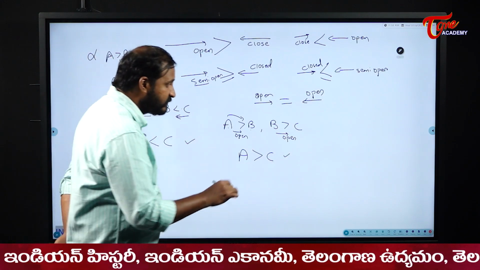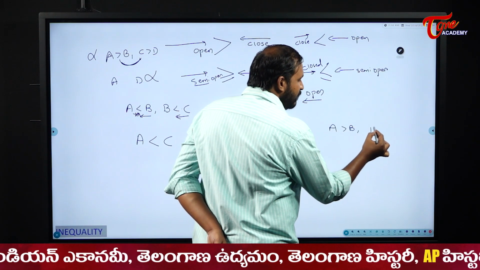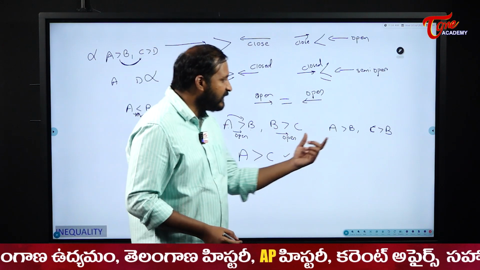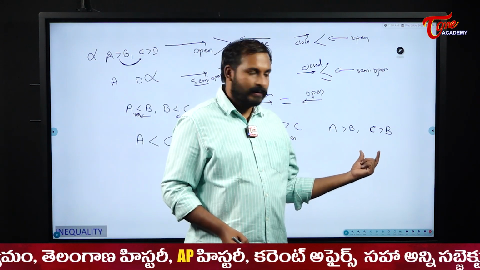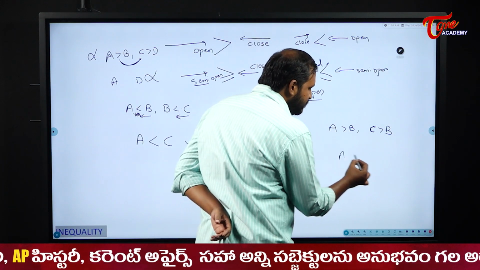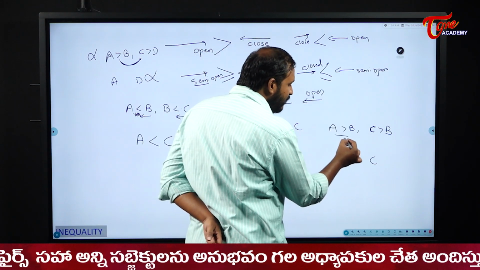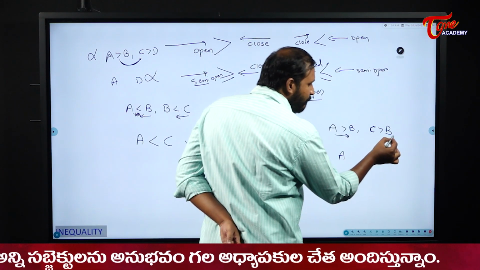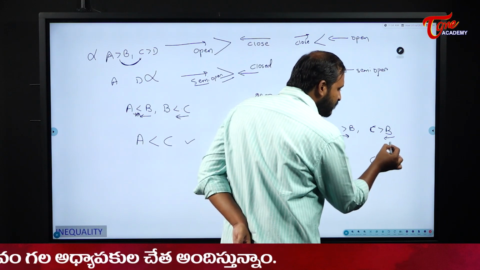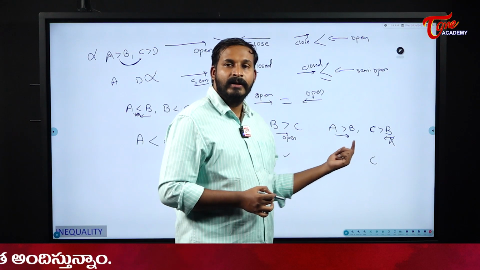Now see the one which we were not able to solve, that is A is greater than B and C is also greater than B. Now what is the linkage between these two? B is the linking element between these two expressions. Now see, I want to write the relation between A and C. First I will try to travel from A to C. A to B I can travel. Why? Because it is open. From B to C, can I travel? No. Why? Because that is a closed gate, so I cannot move from B to C.